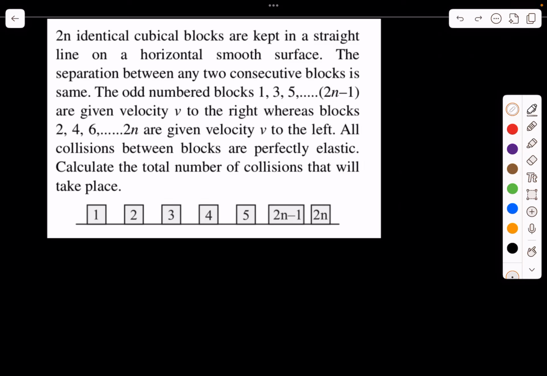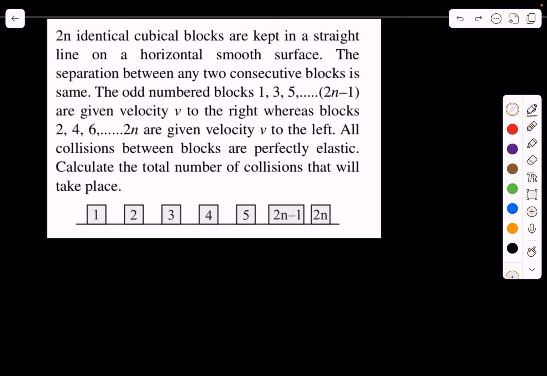Hello everyone. This is a problem from the chapter collisions. There are 2n identical cubical blocks which are kept in a straight line on a horizontal smooth surface. The separation between any two consecutive blocks is the same.